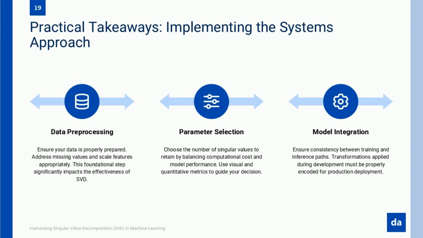Integration of SVD results with downstream models requires careful consideration of data flows throughout your pipeline. Design your system to maintain consistency between training and inference paths, ensuring that any transformations applied during development are properly encoded for production deployment. This systems thinking perspective prevents the common pitfall of building components that work in isolation but fail to function cohesively.